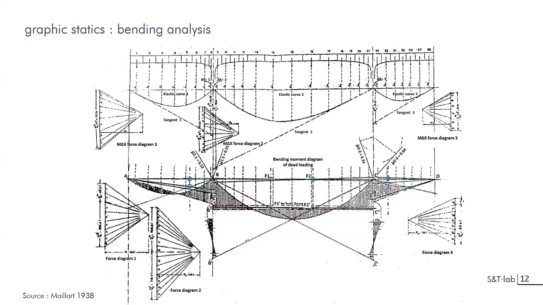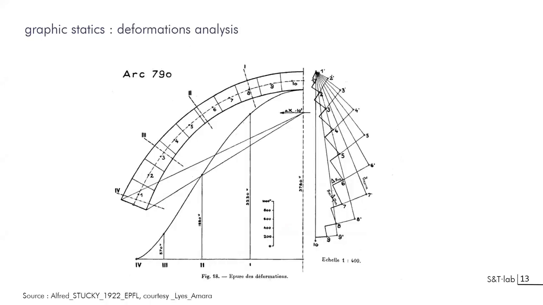Then you can use also graphic statics to analyze deformation of systems. Since graphic statics is a kind of mathematical integration, you are able to calculate from forces, the bending forces. You can from the loadings calculate the bending forces through a funicular polygon. And once you use again a funicular polygon on the previous funicular polygon, you get another figure that will be representing the deformation of the system.